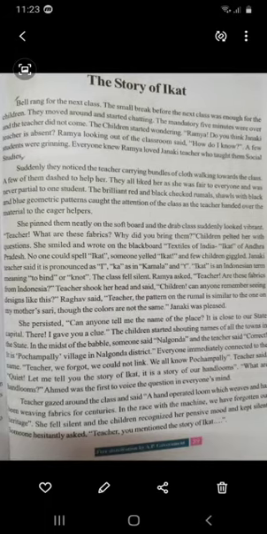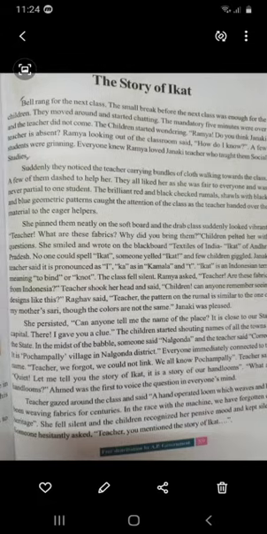Now let us go to the third paragraph. She pinned them neatly on the soft board, and the drab class suddenly looked vibrant. She, teacher, what are these fabrics? Why did you bring them? Children pelted her with questions. She smiled and wrote on the blackboard, Textiles of India, Ikat of Andhra Pradesh.